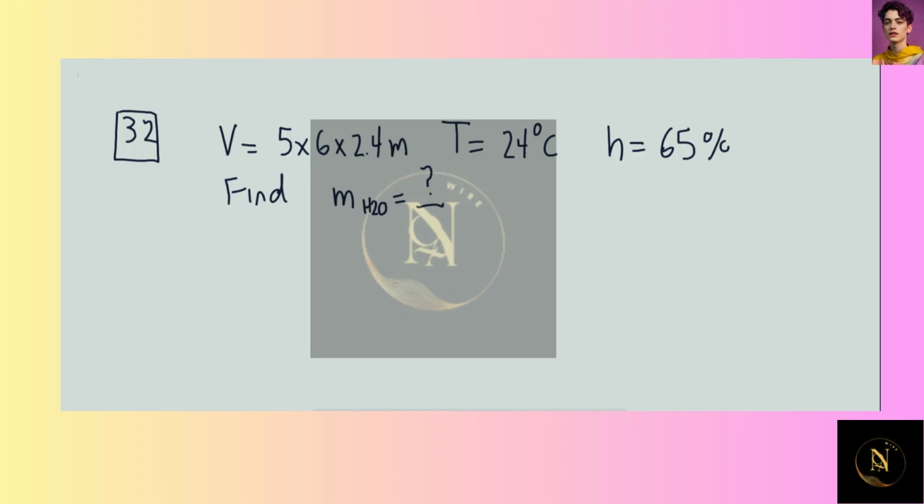Okay, in this problem we have a room with dimensions 5 by 6 by 2.4 meters. This room's at a temperature of 24 degrees Celsius and it has a relative humidity of 65%. We were asked to find the total mass of the water in this room.